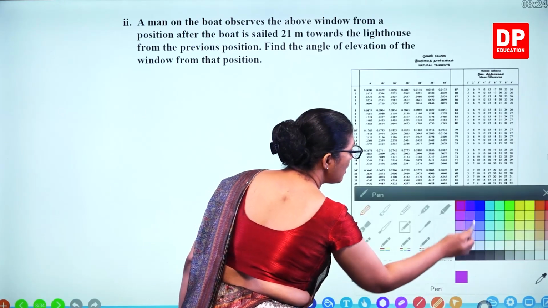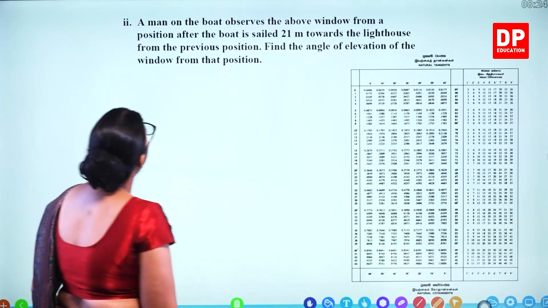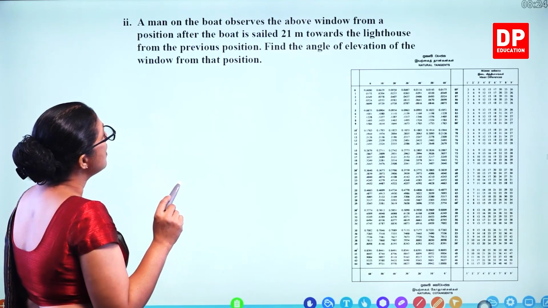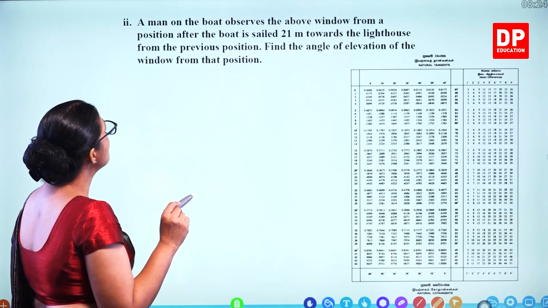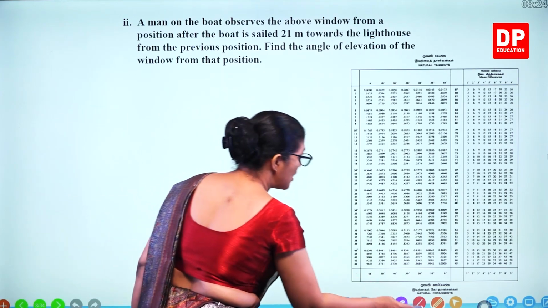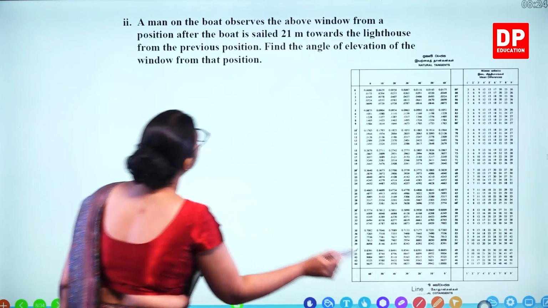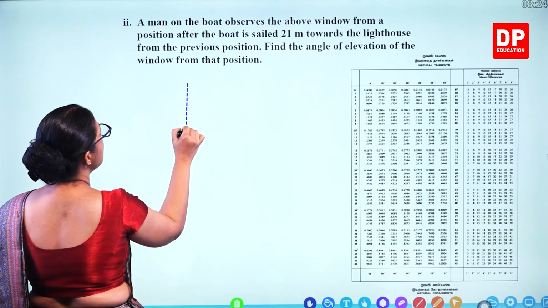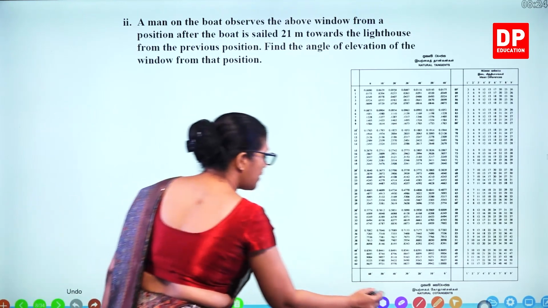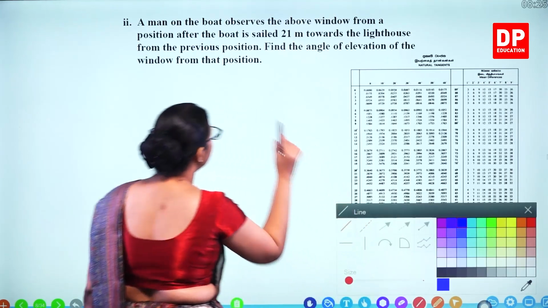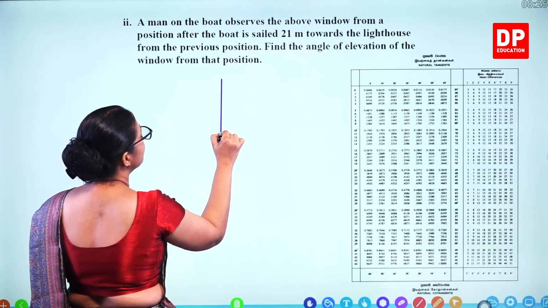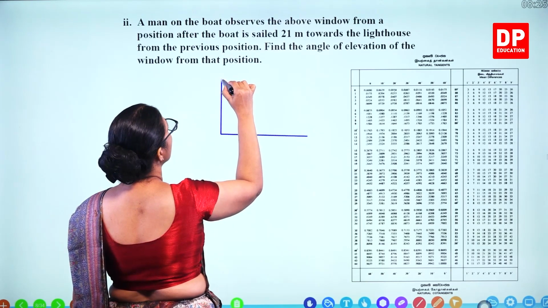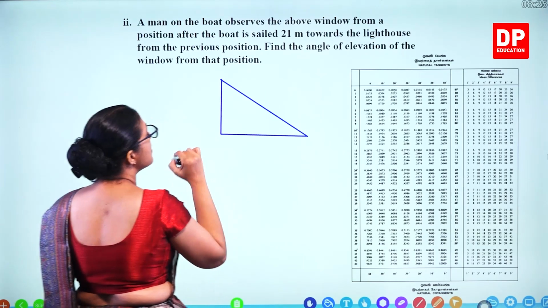So same thing. A man on the boat observes the above window from the position after the boat has sailed 21 meters towards the lighthouse from the previous position. So I can redraw the diagram. Now this is the earlier one.